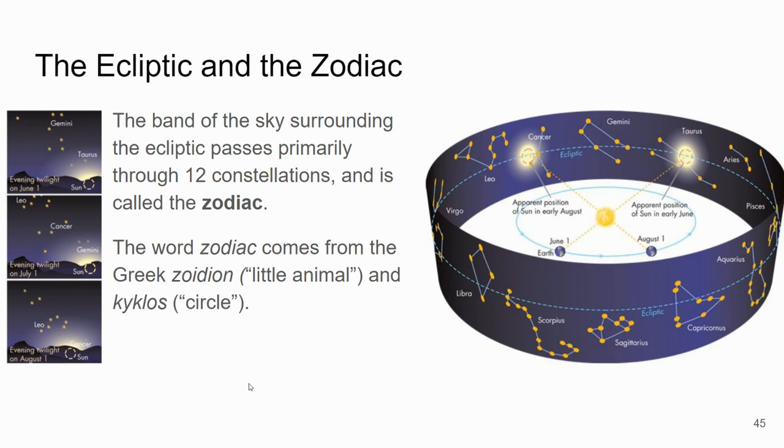Again, out of the 88 constellations, the sun does not appear in most of them. It appears in about 12 of them. It's actually 13 is the exact answer, but I'm calling it about 12.